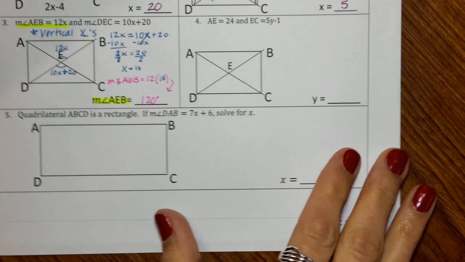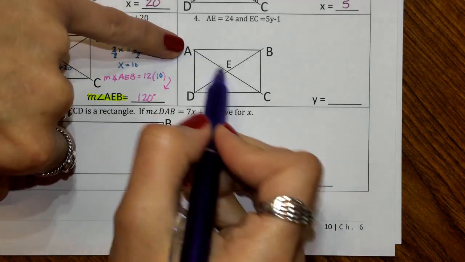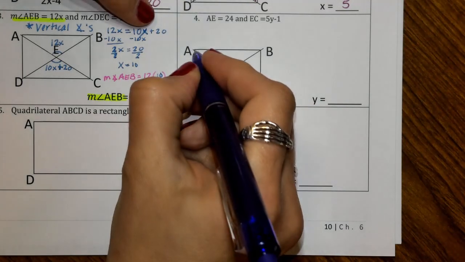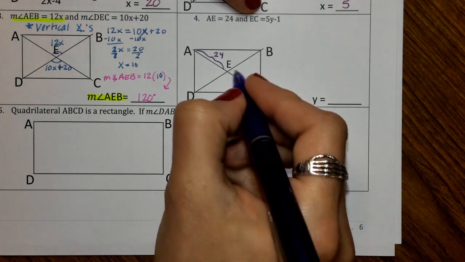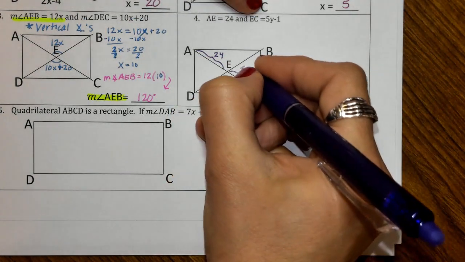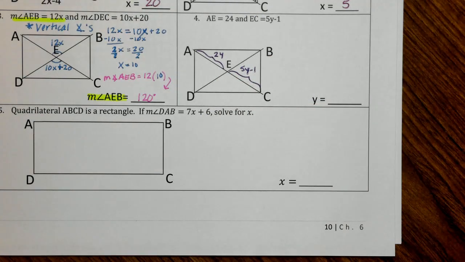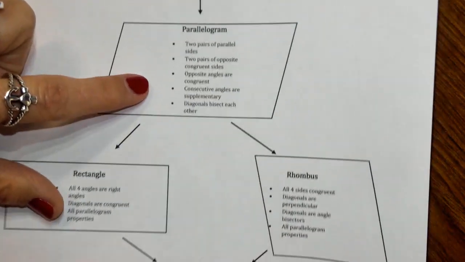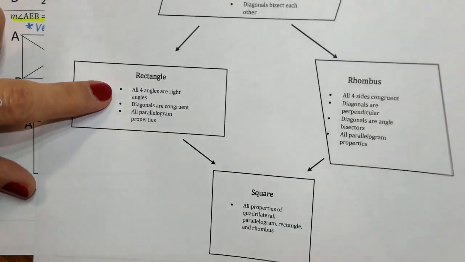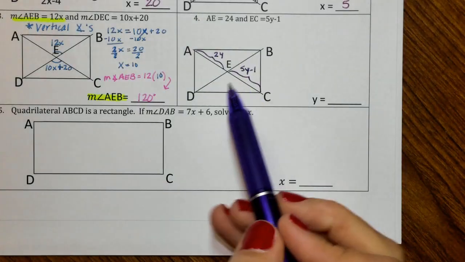All right, so here we are going to just solve for y, so we don't need to substitute in. We're given that AE right here is 24, and EC right here is 5y minus 1. Well, what can we do with all these properties we've learned about? Okay, again, here comes the flow chart. These two plus these five plus these two new ones. The third one just says all the properties of parallelograms. Okay, what can we use?